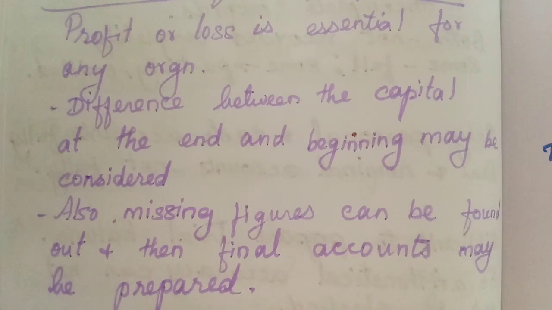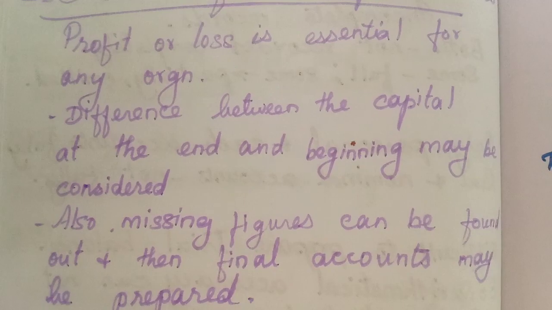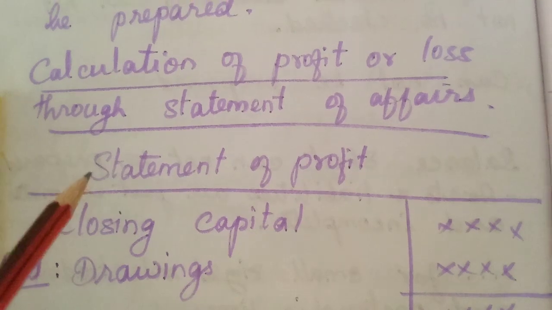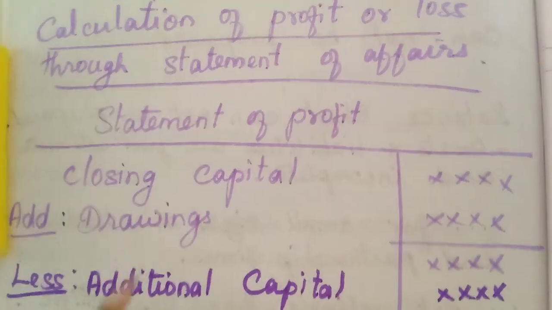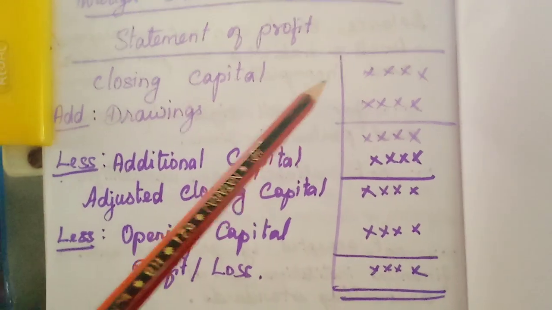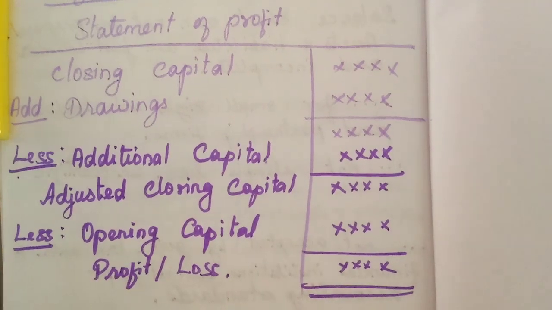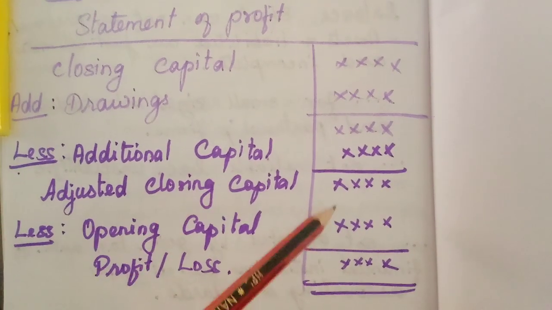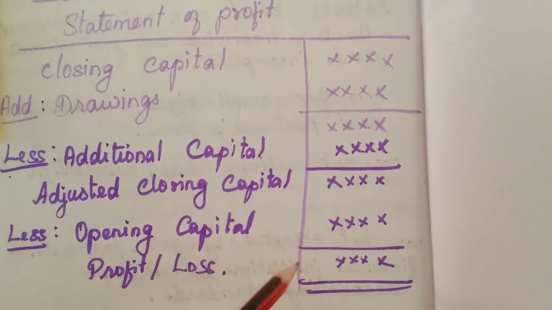We have to prepare a statement to calculate the profit or loss of the business. Students, this is the statement of profit. You have to write a statement of profit with one particulars column and one amount column. We start with the closing capital. Then we add the drawings. Then we deduct the additional capital, and we get the adjusted closing capital. Then if we deduct the opening capital, we get the profit.